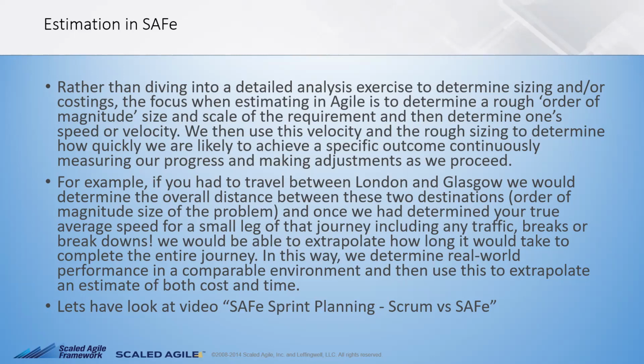We then use the velocity and the rough sizing to determine how quickly we are likely to achieve a specific outcome, continuously measuring our progress and making adjustments as we proceed. So on an umbrella level, on a superficial layer, we try to gauge each and every Scrum execution by velocity, trying to understand how many requirements are getting completed in each and every sprint.